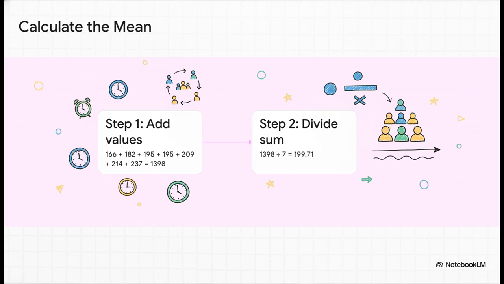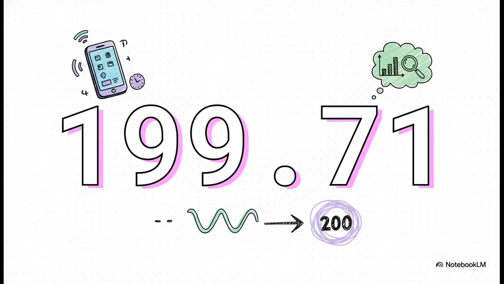First up, the mean. The process is really straightforward. We just add all of those values together. That gives us a grand total of 1,398. Then we divide that big number by how many people we have in our group, which is 7. And voila! That gives us a mean of 199.71 minutes. So we can say that the average person in this group spends pretty much 200 minutes on their phone every day. See? Simple enough.